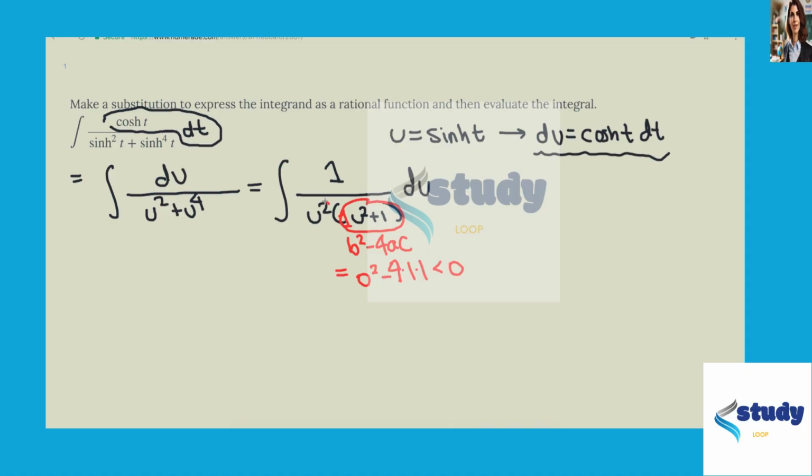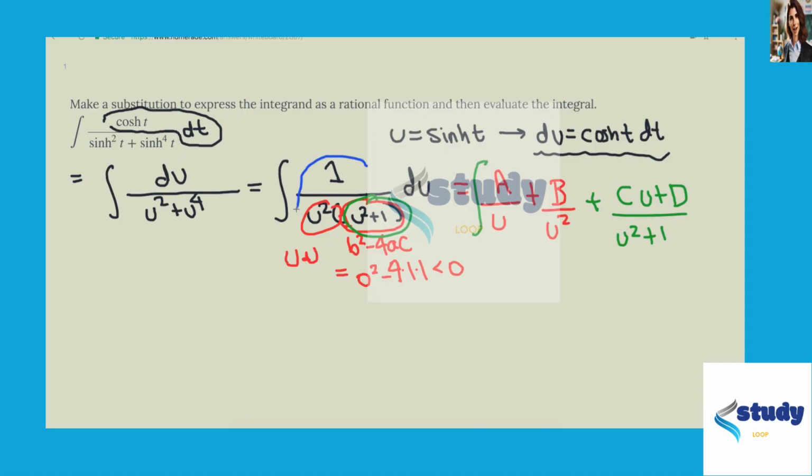So here, on the other hand, this is u times u. So this is what the author calls case 2. This is when you have a repeated linear factor. So for the u squared, we get a over u, b over u squared. But then for the u squared plus 1, using what the author calls case 3, we have cu plus d over u squared plus 1. So let's just go ahead and keep the integral there. And then these two terms that we'll circle in blue are equal. All we did was the partial fraction decomposition. And now we actually want to see what a, b, c, and d are.